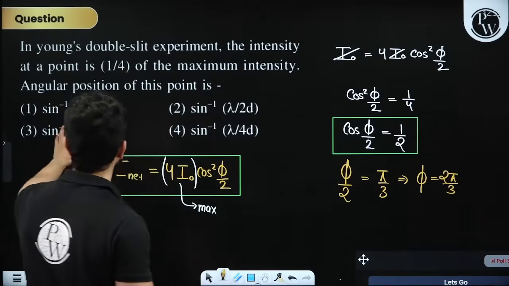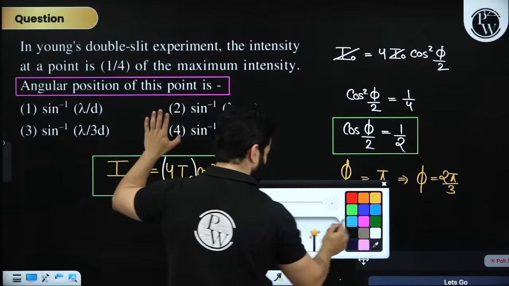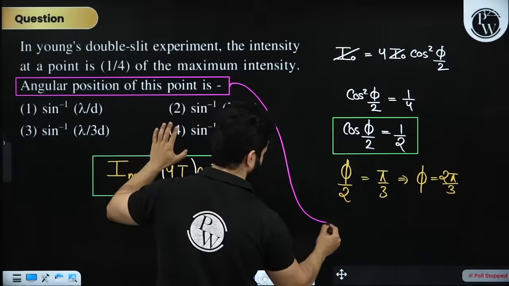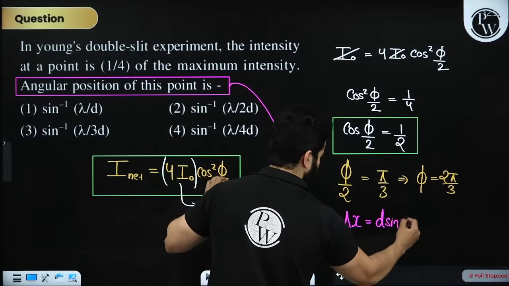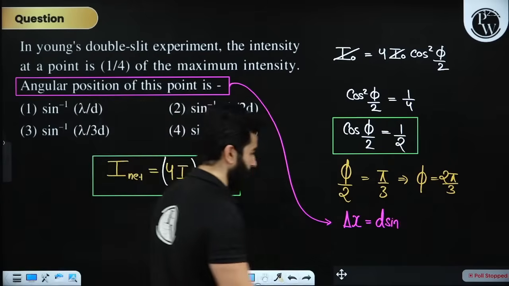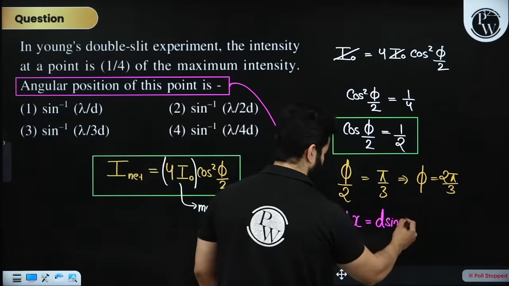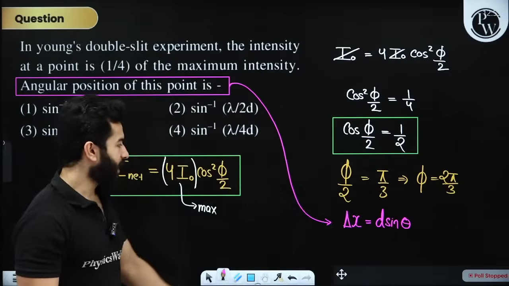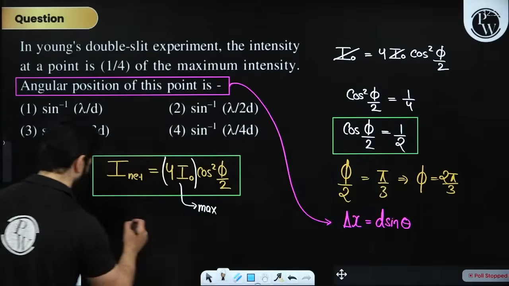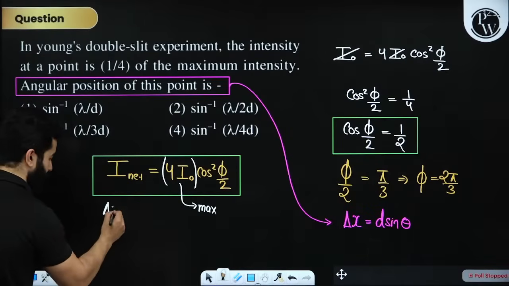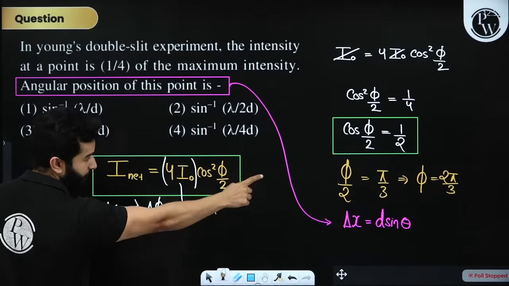Now they are talking about the angular position. Please understand, whenever they talk about angular position, simply use this concept: delta x is equal to d sine theta. I have written it as phi, so let me write it as theta. Now I really don't know what this delta x is. No problem. For this, I'm going to use another concept: delta x can be written as lambda upon 2 pi times delta phi, that is, the phase difference.